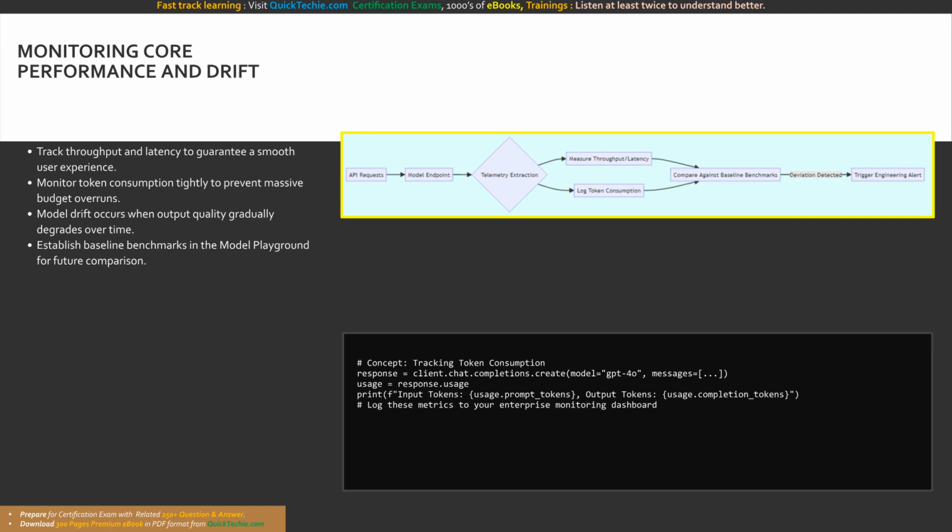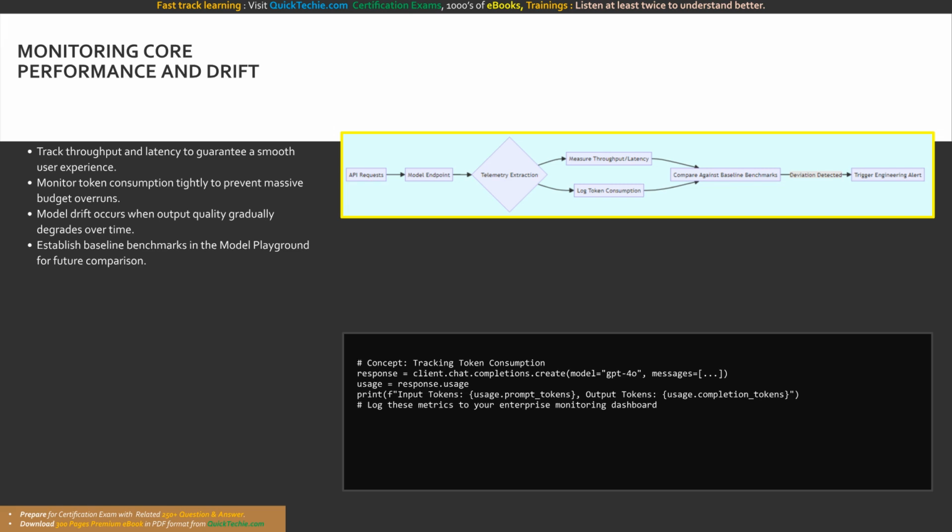By establishing a strict, data-driven performance baseline during your initial testing phases in the model playground, you can expertly configure your monitoring systems to automatically trigger critical alerts if throughput drops below acceptable thresholds or if token costs suddenly spike. This proactive performance monitoring is fundamentally essential for maintaining strict enterprise-grade reliability and managing your Azure cloud expenditure highly efficiently.